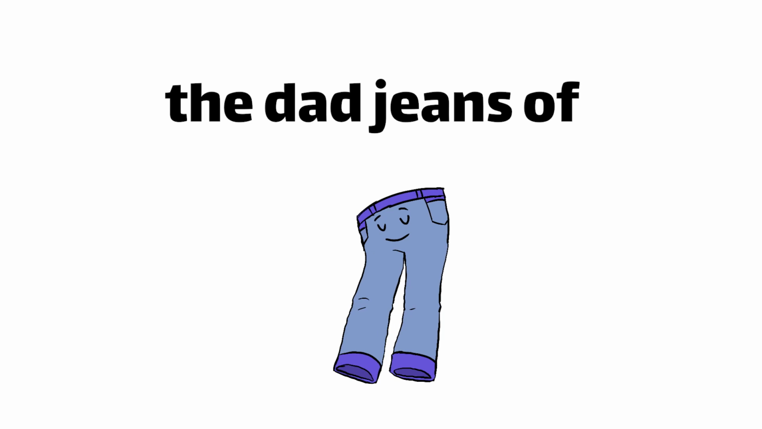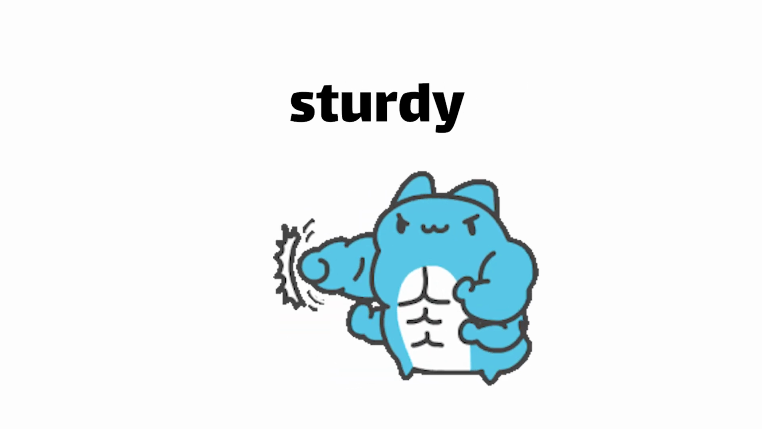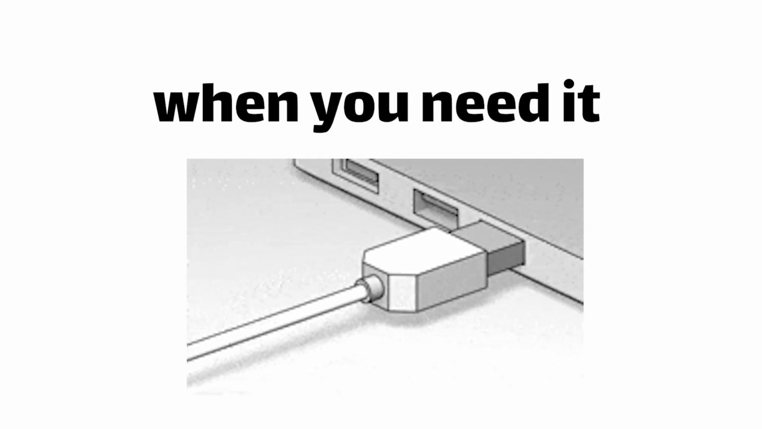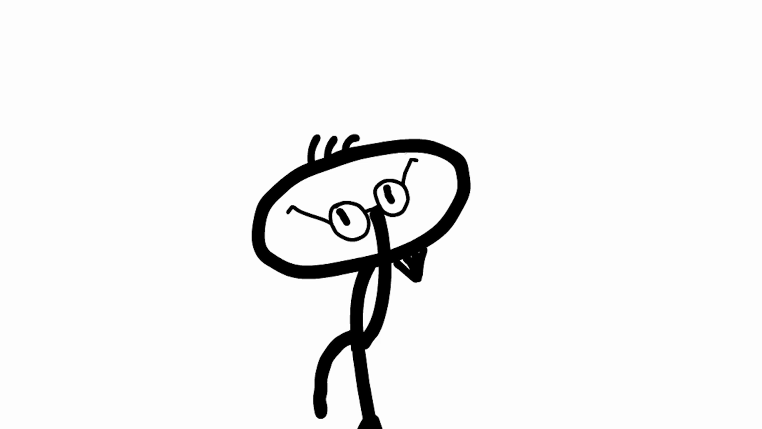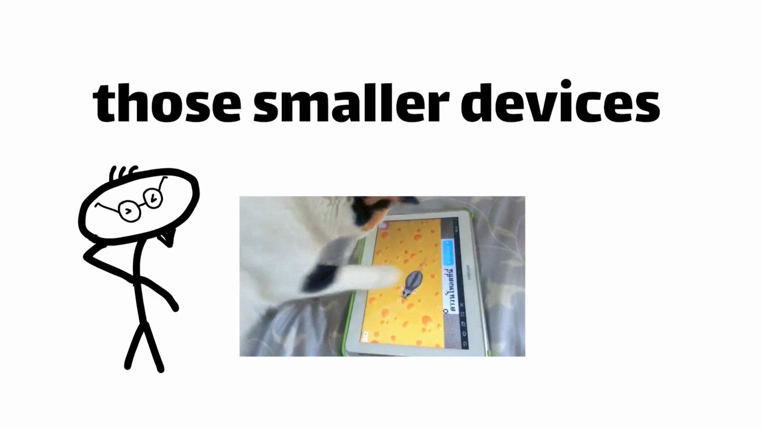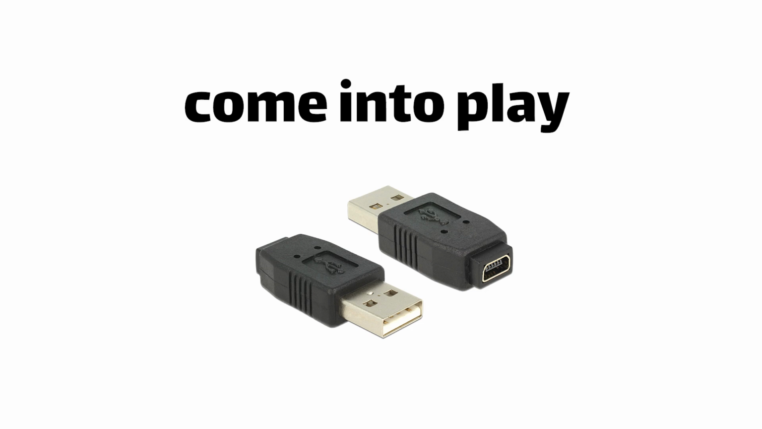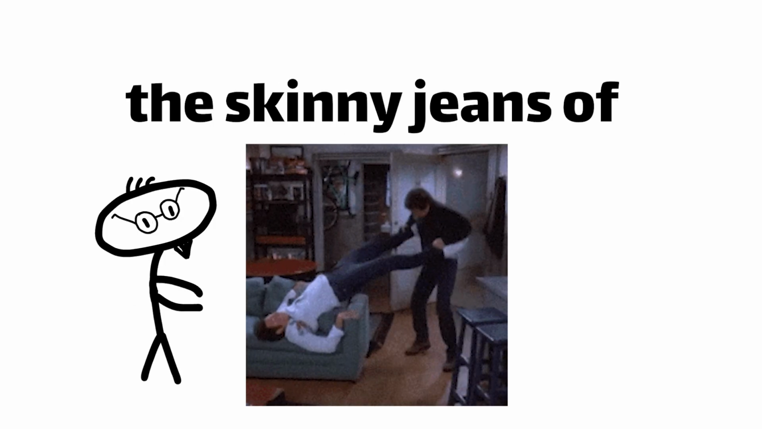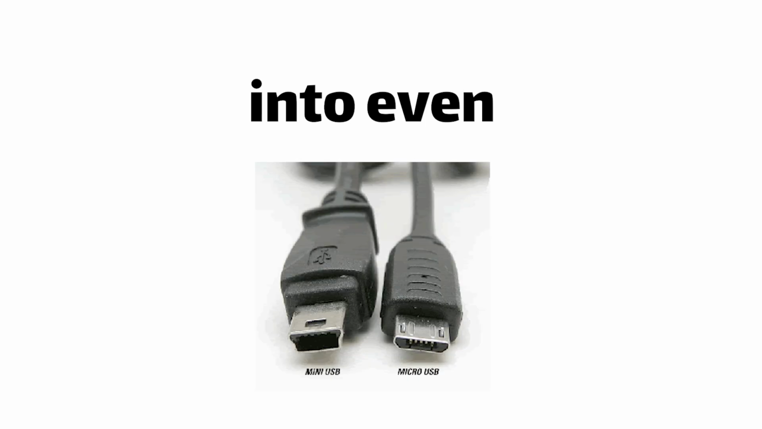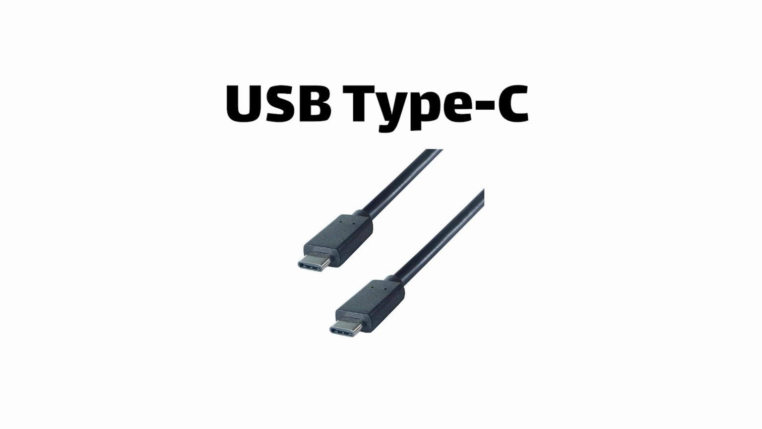It's the dad jeans of the USB world, reliable, sturdy, and always there when you need it, especially those times when it counts. But what about the smaller devices like smartphones and tablets? That's where the micro and mini connectors come into play. These tiny guys are like the skinny jeans of the USB family, sleek and compact enough to fit even the slimmest of gadgets. And lastly, we've got one that you probably know all about, USB Type-C.